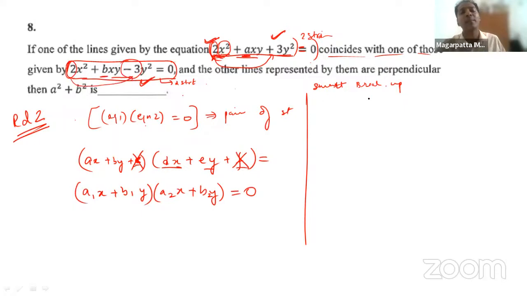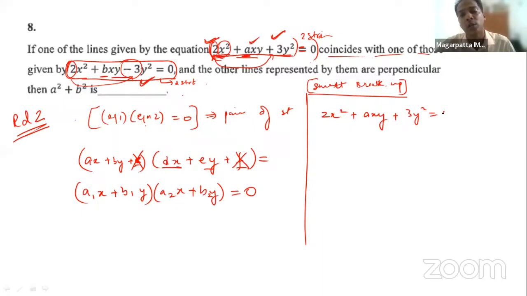If I try to get some integer values only, if I don't want to get into very complicated stuff, because generally in short answer questions, your answers or your values are not very complicated. If I try to think of any integer values to be able to split this, what integer values can you think for a? 2x square plus axy plus 3y square equal to 0. If I have to factorize this in a good manner, 3 into 2 is 6, what could be the middle term?